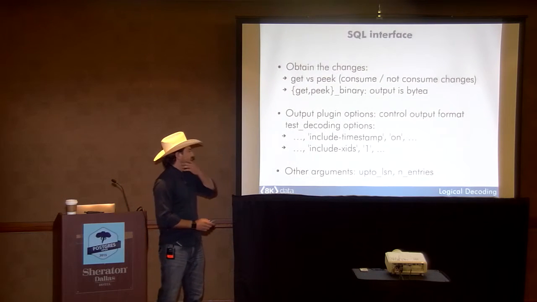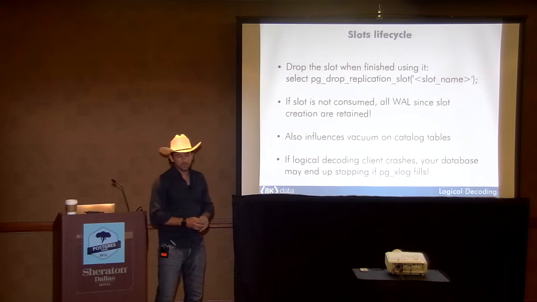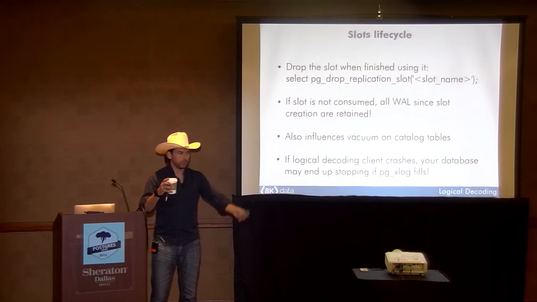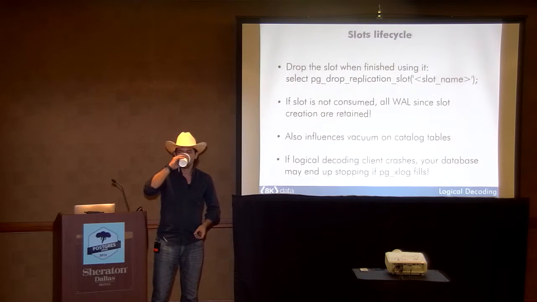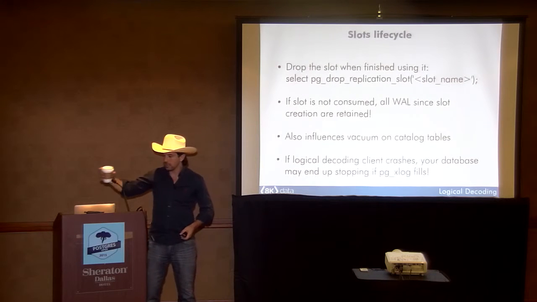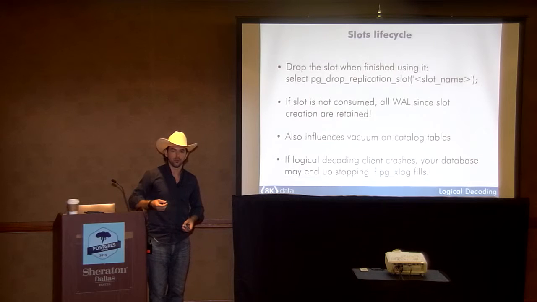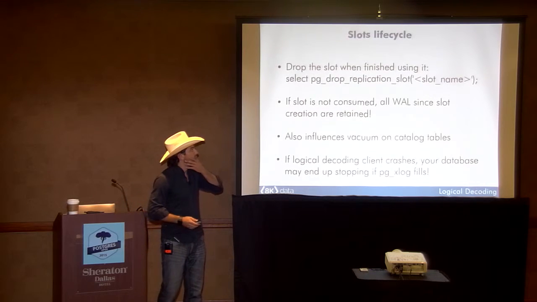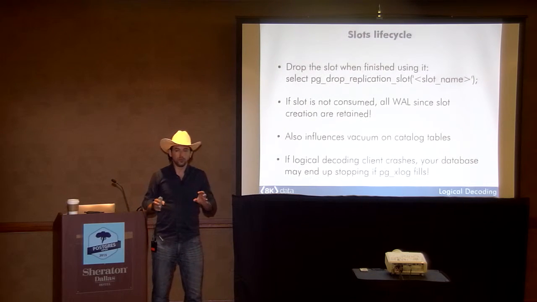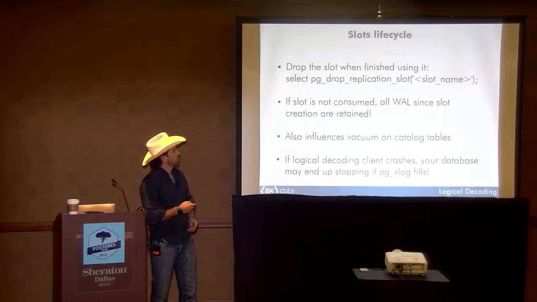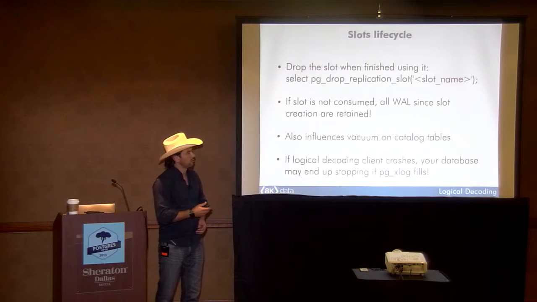So this is the SQL interface. It is very important to understand what the slot life cycle is: when slots are created, how long they last, and so on. Slots are a means of retaining some resources which might be needed for the logical decoding process to work. So first of all, when you're done using a replication slot, the first thing you have to do is drop it. In this case, you're going to be releasing potentially resources. How to drop a slot? Just call another SQL function, pg_drop_replication_slot, name, and you're done.